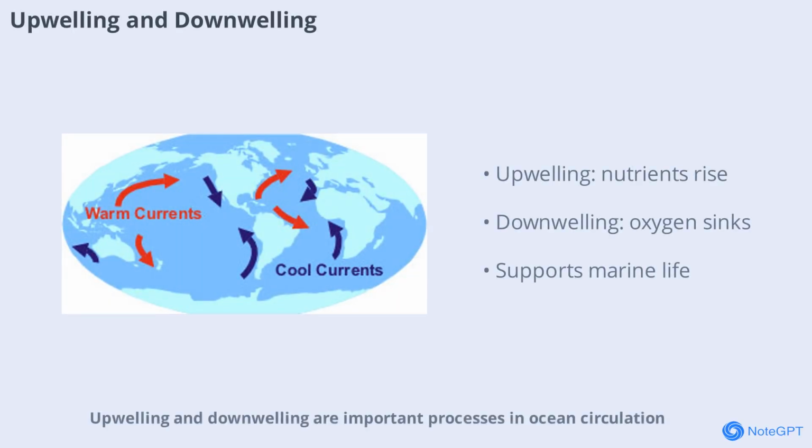Upwelling and downwelling are important processes in ocean circulation. Upwelling occurs when winds and currents move surface water away from an area, allowing deep, cold, nutrient-rich water to rise and replace it. This process supports some of the world's most productive fisheries, as seen off the coasts of California and Peru. Downwelling, on the other hand, happens when surface waters converge and are pushed downward, carrying oxygen into deeper layers but reducing nutrients at the surface. Both processes are vital for marine ecosystems and global nutrient cycles.